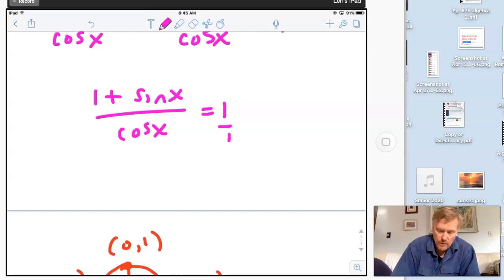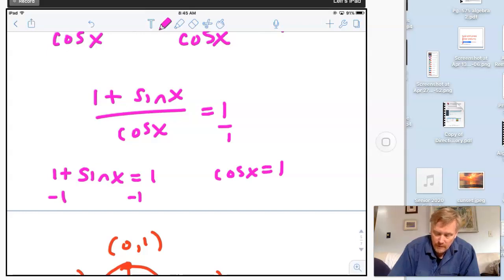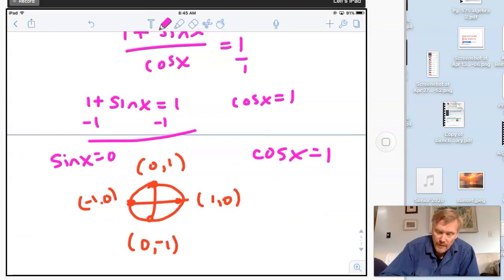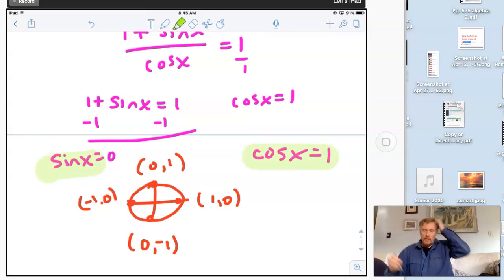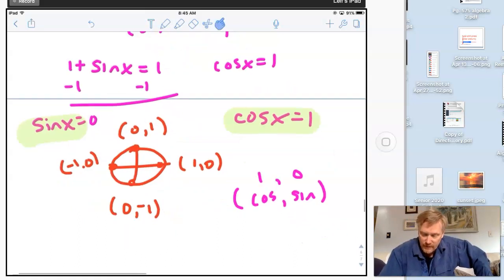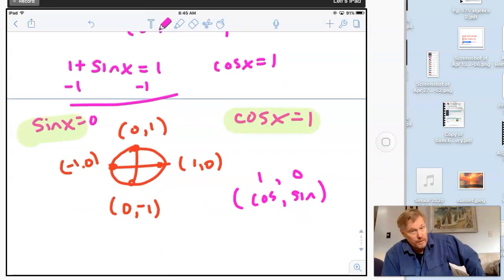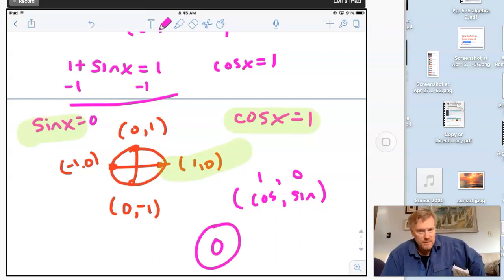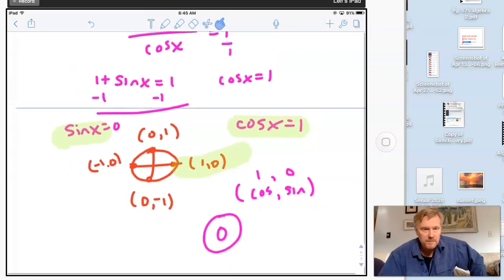In order for this to be true, I'm looking for where 1 plus the sine of x equals 1, and where the cosine of x equals 1. On this one, if I subtract 1, I get that the sine of x equals 0, and where does the cosine of x equal 1? I would like both of those things to be true. So I'm back to my unit circle. Remember, the sine is the y coordinate and the cosine is the x. So I'm looking for where the cosine is 1 and the sine is 0. The coordinate is 1, 0, that's right here, which is 0 degrees or 0 radians. So that's the answer. I know that's a little bit tricky, but that's what it is.